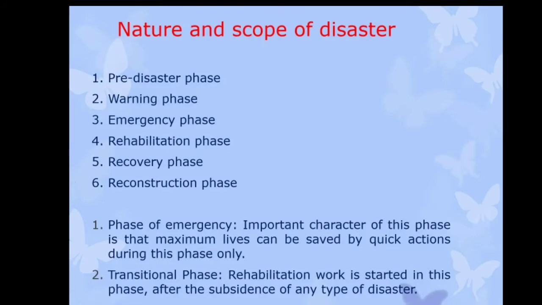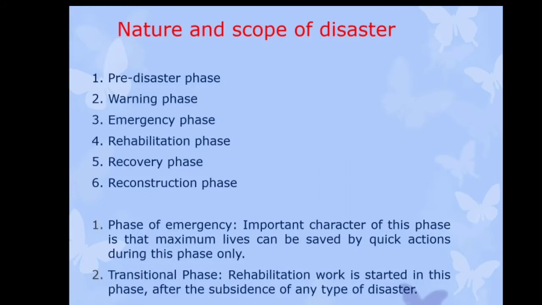Taking into consideration the nature and scope of disaster, only three aspects of disaster are important for common citizens. First phase, that is the phase of emergency. An important characteristic of this phase is that maximum lives can be saved by quick actions during this phase only. Various actions like search and rescue operations, medical assistance, first aid, restoring communication services, and removing the people from the affected area are expected at this phase. The gravity of the disaster can be estimated in this phase only.